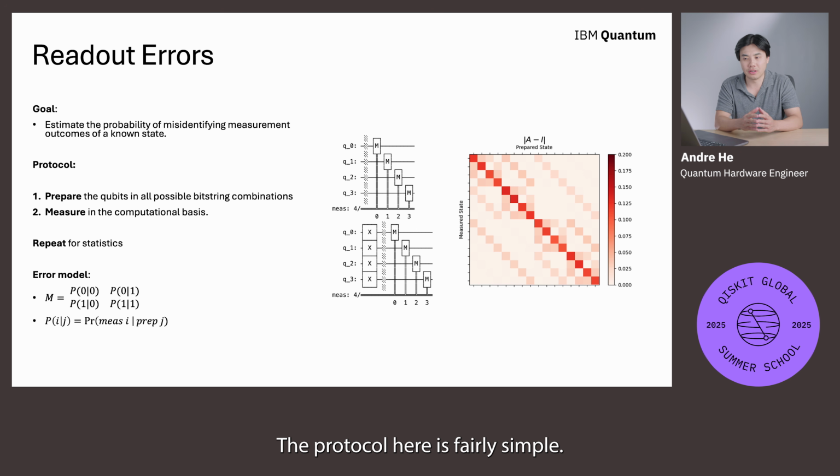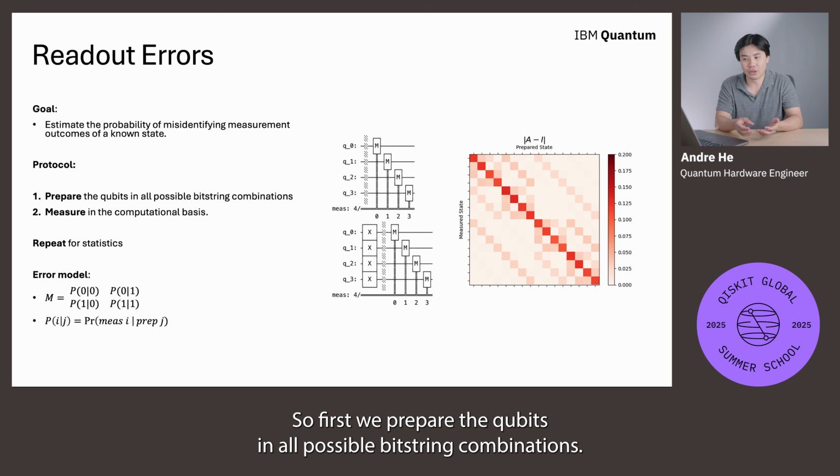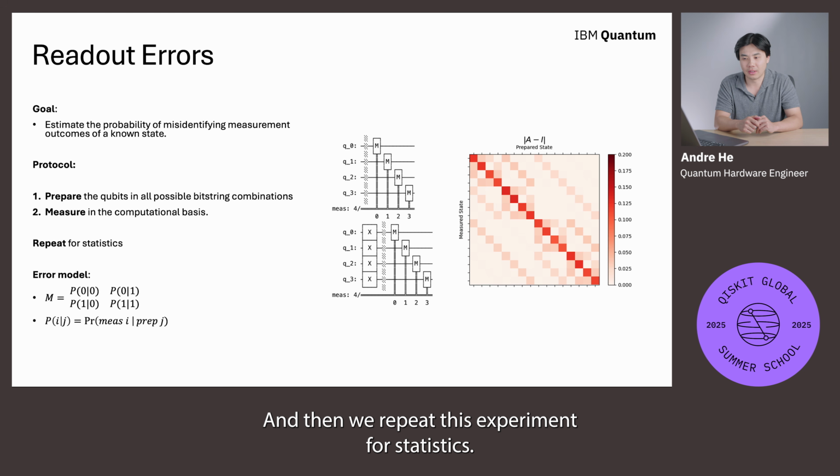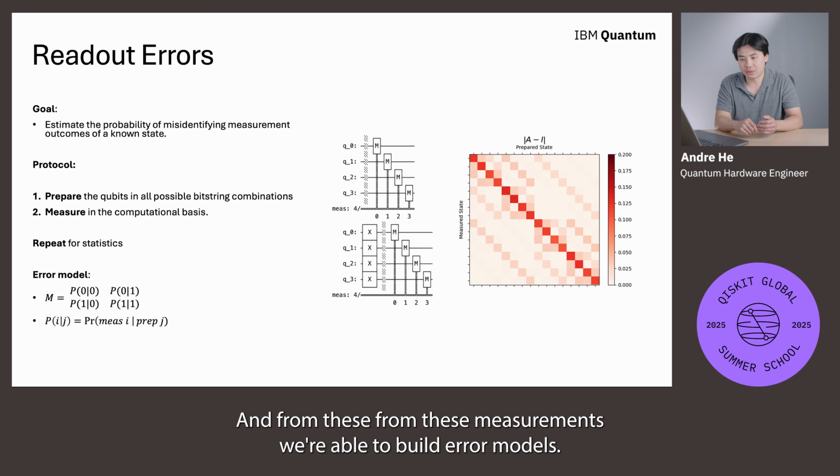The protocol here is fairly simple. So first, we prepare the qubits in all possible bit string combinations, and then we measure in the computational basis. And then we repeat this experiment for statistics. And from these measurements, we're able to build error models.